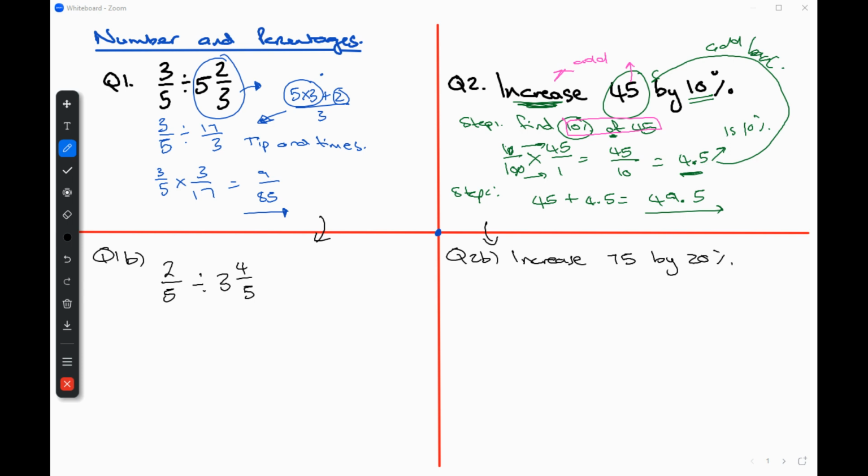Remember, you're welcome to just pause the video whenever you need to try something, and then press play when you're ready. All right, let's go through these two now.